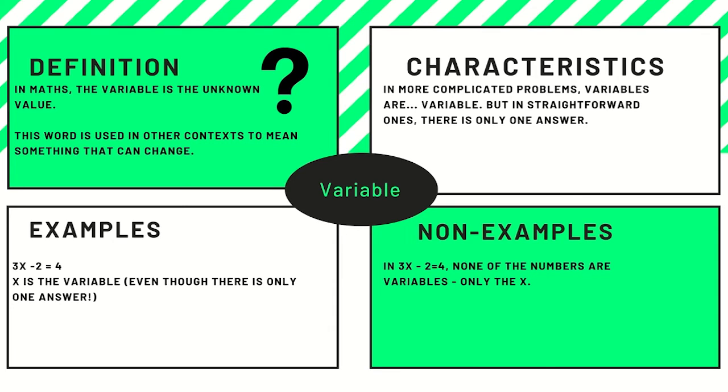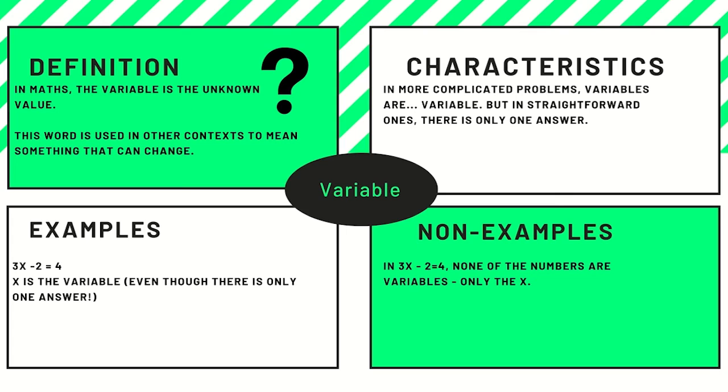Definition: in maths, the variable is the unknown value. This word is used in other contexts to mean something that can change. Characteristics: in more complicated problems, variables are variable, but in straightforward ones, there's only one answer. Examples: 3x minus 2 equals 4. X is the variable, even though there's only one answer. And some non-examples: in 3x minus 2 equals 4, none of the numbers are variables. Only the x is the variable. It's only the one that we don't know the answer to.